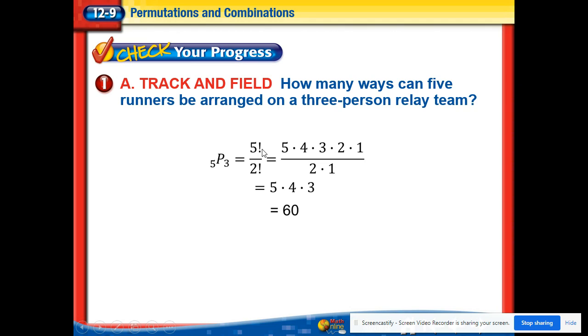So 5 factorial goes on top, and we subtract, and that goes in the denominator, so 2 factorial. So we have 5 times 4 times 3 times 2 times 1, over 2 times 1. Those cancel the 2 and 1, leaving us 5 times 4 times 3, which is 60.